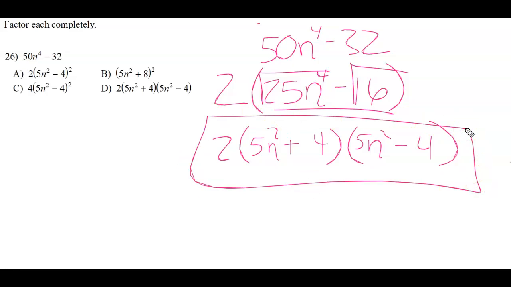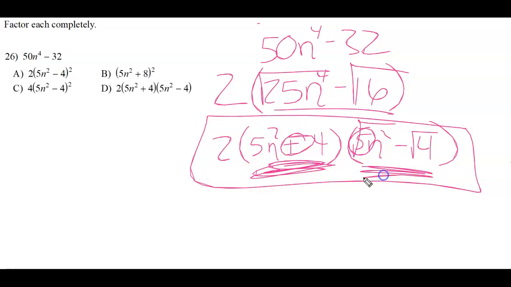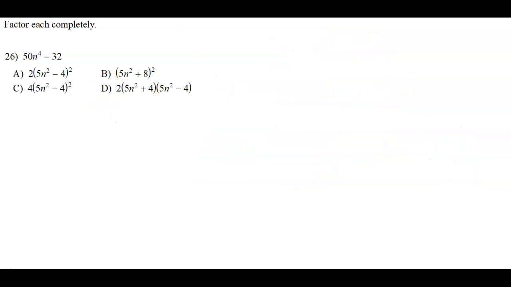Sometimes even past this you can keep going. Like for now I know I'm done for sure. But what if this, instead of being a 5, what if this was like a 9? Well, you could take the square root again on this guy and split it up more. This one would definitely be done because it's a plus, but this one could possibly have been another difference of squares, but because of the 5, you can't take the square root of 5, so we don't go any further than that. So the answer here would be D. And that does it. So that's the end of our review for this week.